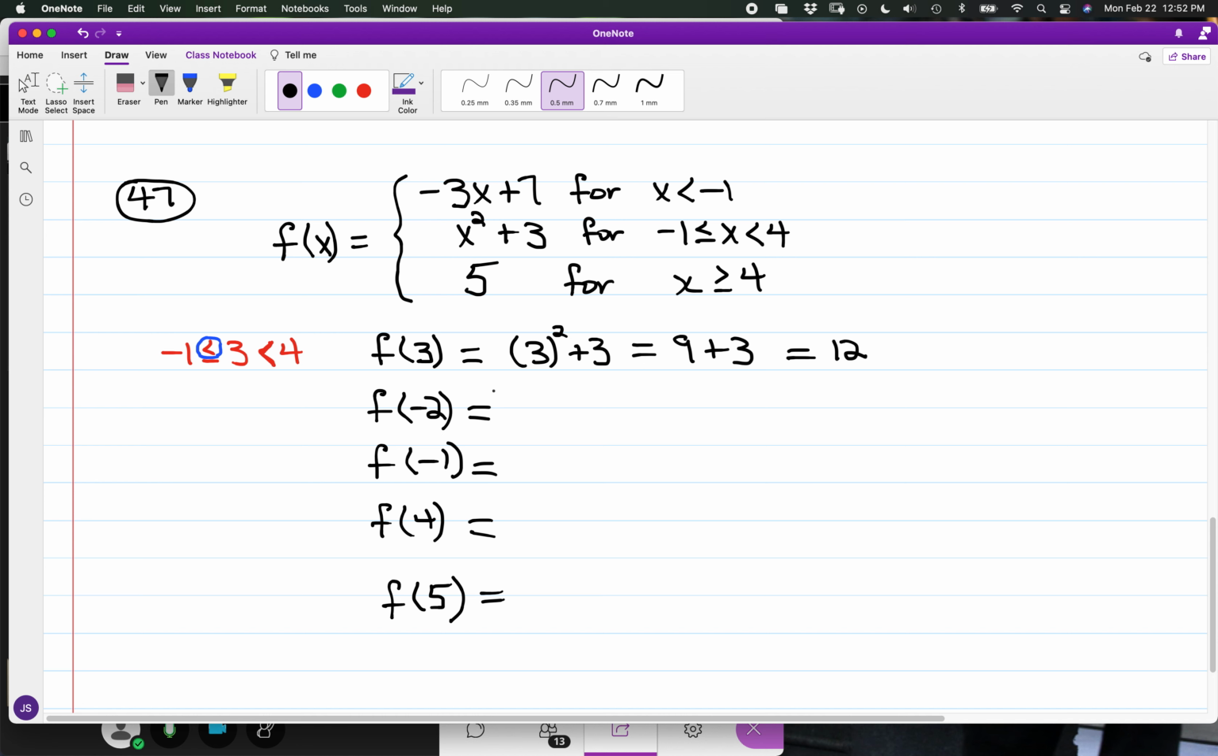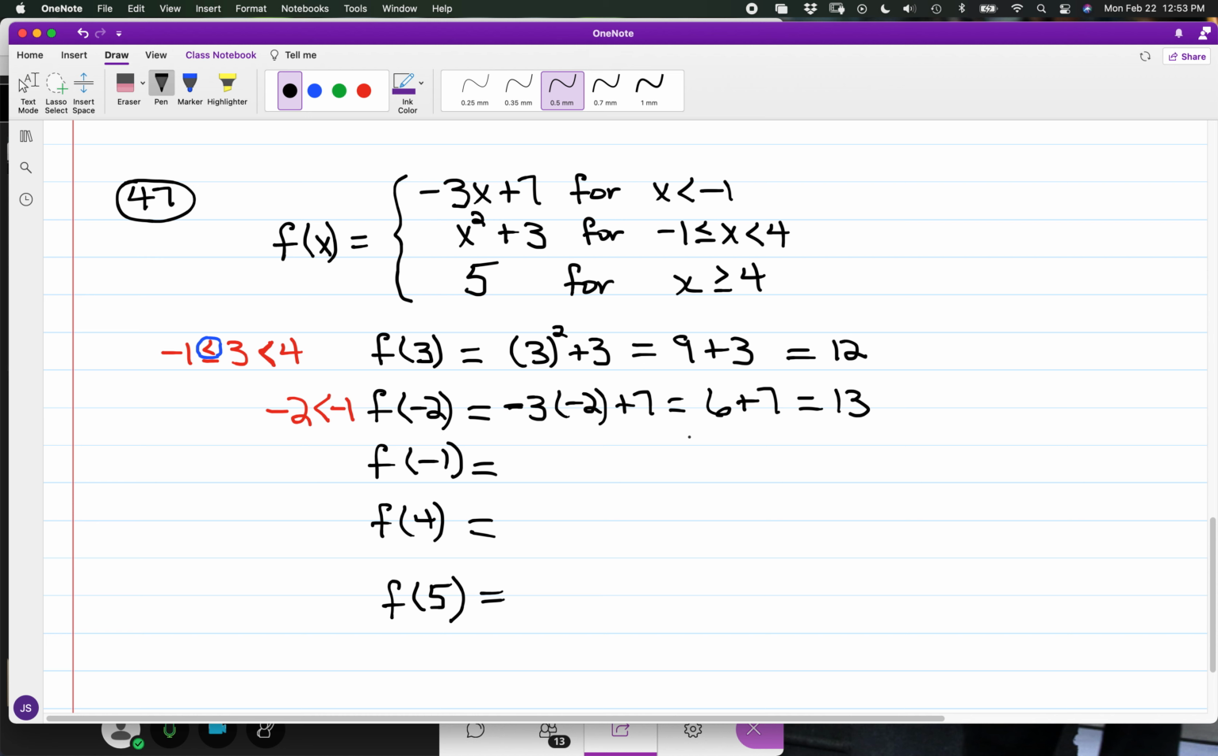Now for the input at negative 2, negative 2 is less than negative 1. That is a true statement. So applying the condition that the input refers to the first inequality, we use the first functional layout. So we have negative 3 times x, which will be negative 3 times negative 2, followed by the addition of 7. Negative 3 times negative 2 is 6, plus 7, which is going to be 13.